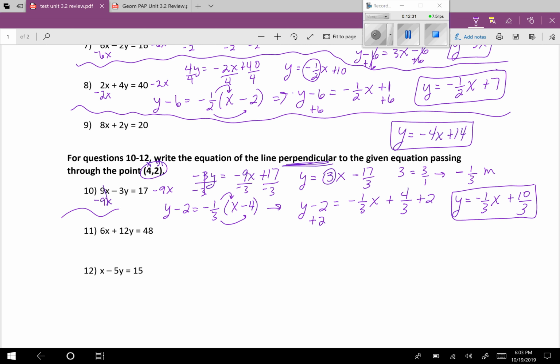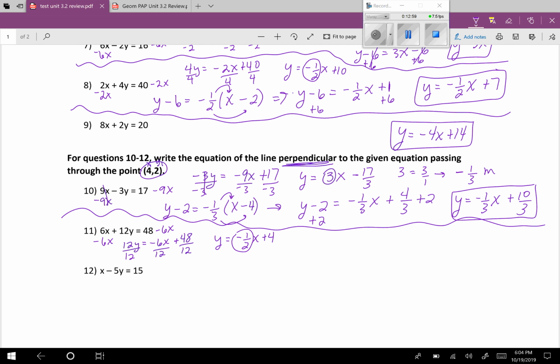All right, next one. Okay, we have minus 6x, minus 6x. So we have 12y equals negative 6x plus 48. Divide everything by 12. So we get y equals negative 1/2 x plus 4.